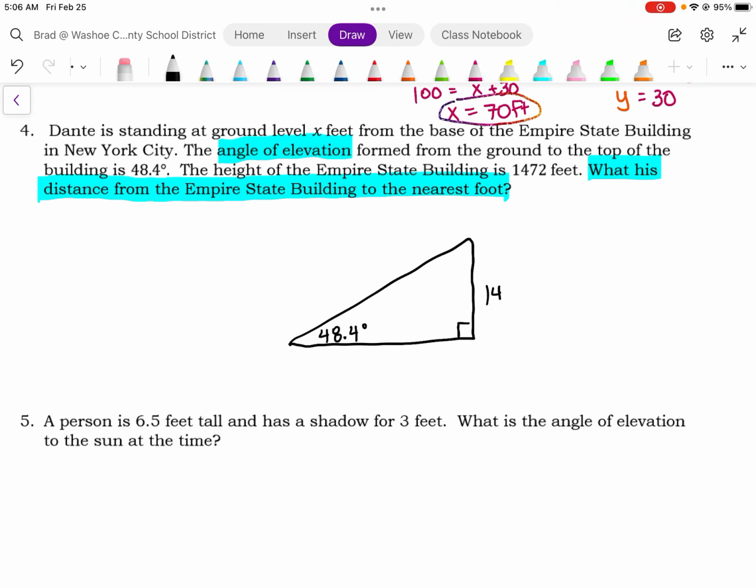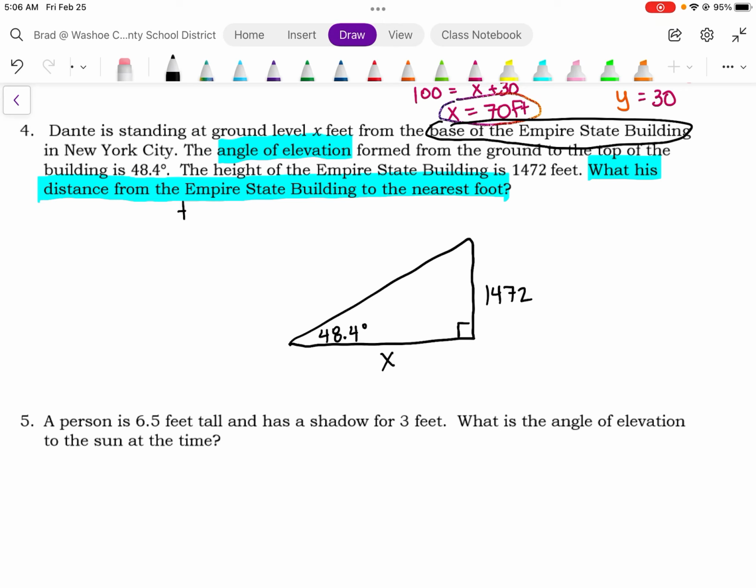It says the height is 1472. And it's saying x feet from the base. Notice I see the base of the Empire State Building. I think base is on the floor. So we have this all set up. So it looks like, what is the distance to the Empire State Building?